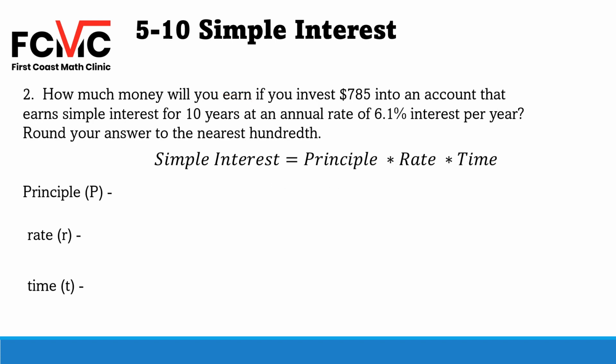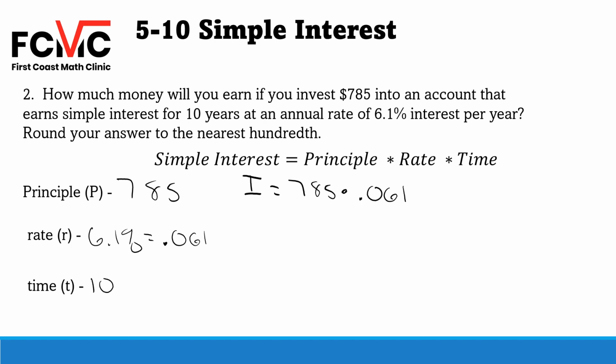For number 2, how much money will you earn if you invest $785 into an account that earns simple interest for 10 years at an annual rate of 6.1% interest per year? To get an answer, we're going to round to the nearest hundredths. So our principal, our initial deposit, $785. Our rate, 6.1%, so we can write that as a decimal. That's going to be 0.061. Our time is 10 years, so our interest is going to be our principal, 785, times our rate, 0.061, times our time, 10.